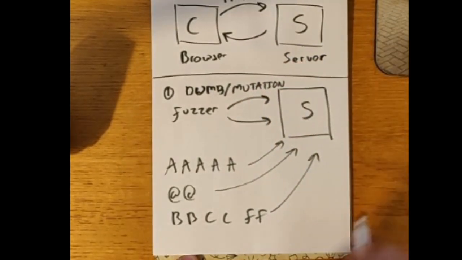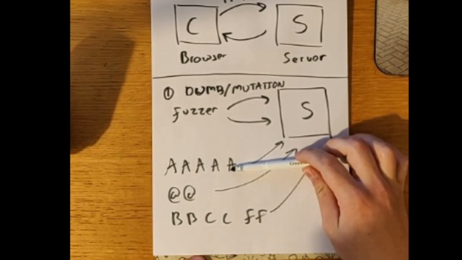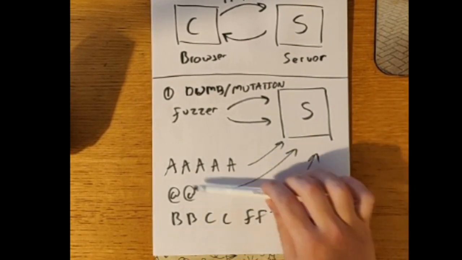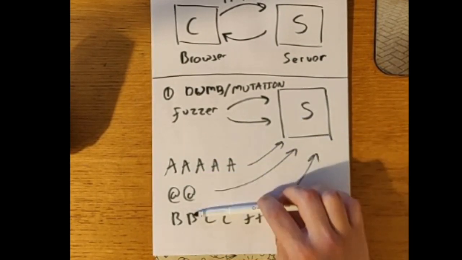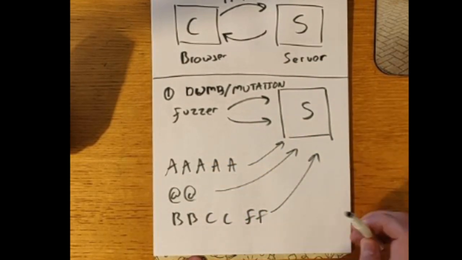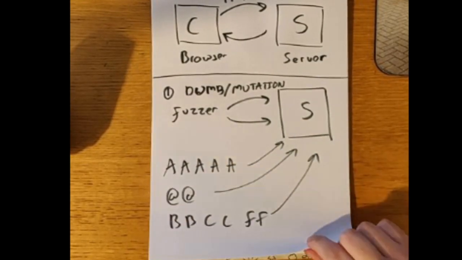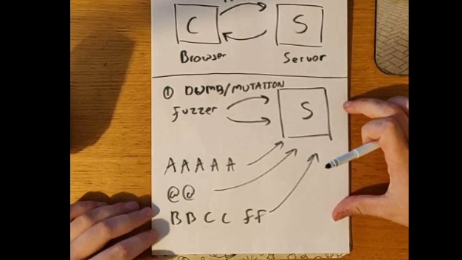So this is a definition I want to use. Each time we take a bit of data and change it and send it to the server, each one of these changes is called a mutation. I just want to make that clear. So that was where fuzzing initially started.